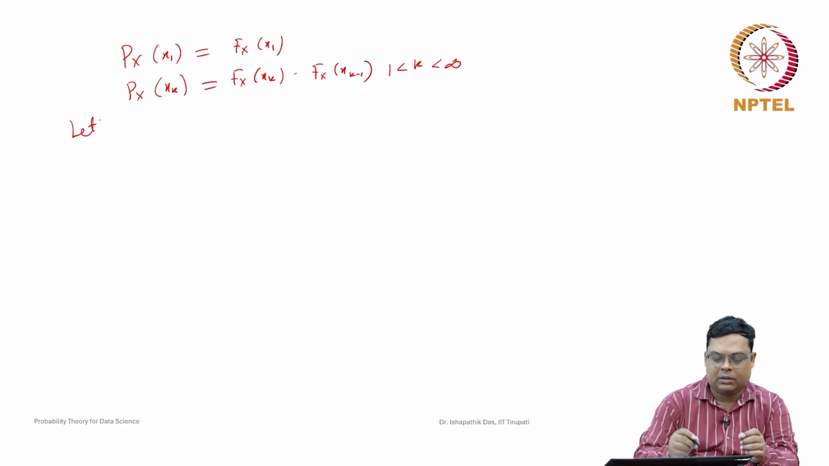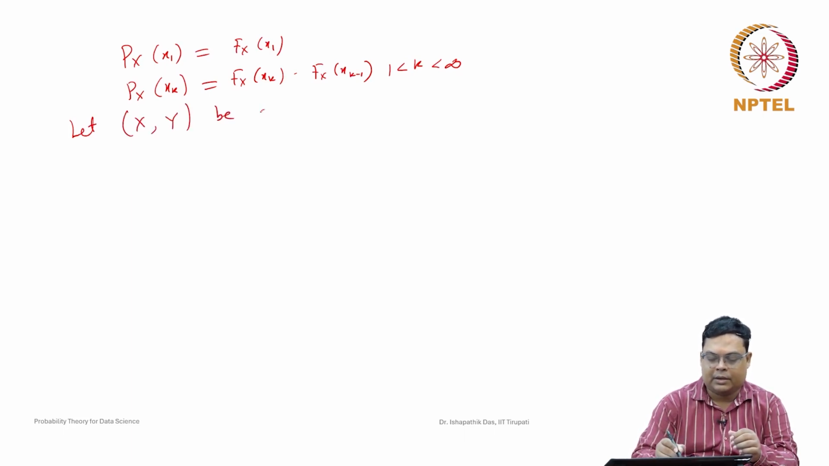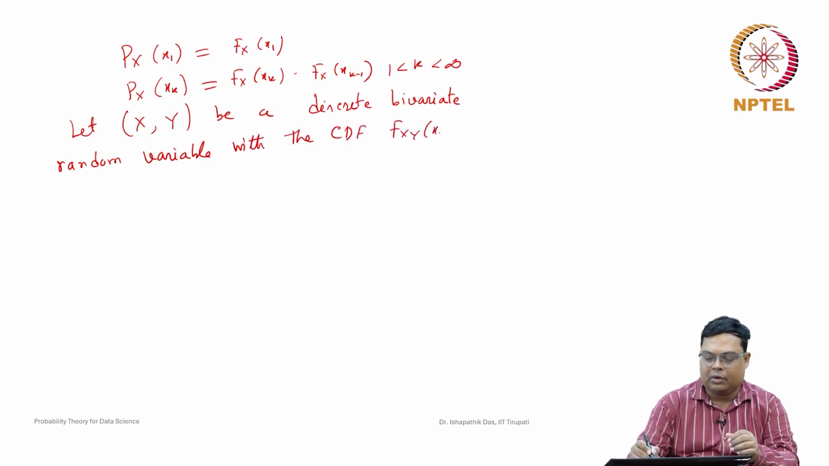Now, for joint distribution, let (X, Y) be a bivariate discrete random variable, so basically both are discrete random variables, with the cumulative distribution function F_XY(x, y) equal to the probability that X is less than or equal to x, Y less than or equal to y.